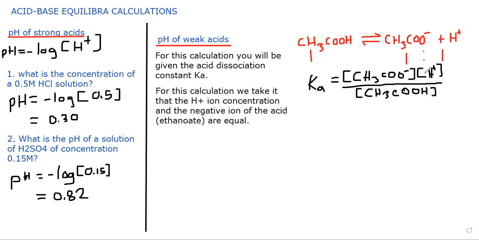All right, so remember we said that these two are equal. So if both of them are equal, we don't need to put both of them in the equation. So what we do, we simply say Ka is equal to H plus squared divided by the concentration of whichever acid you are using. In this case, we are using ethanoic acid.